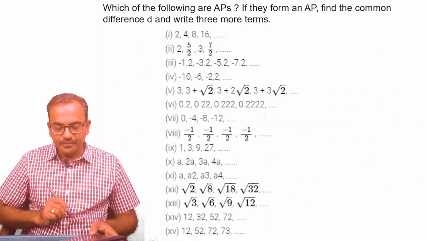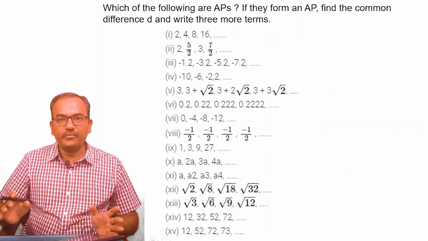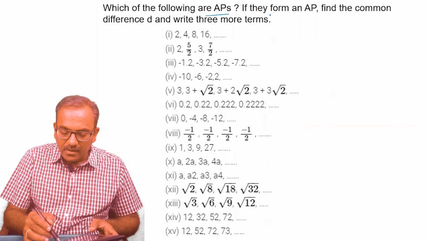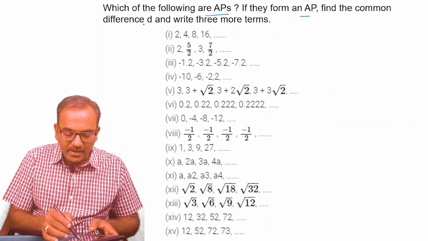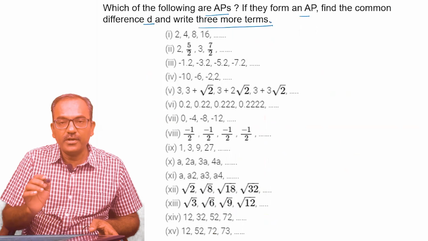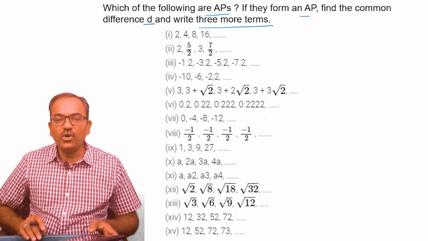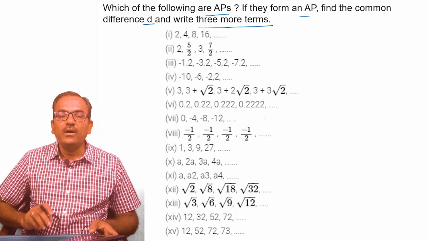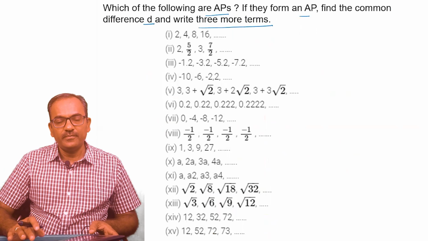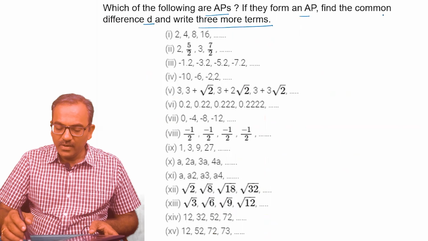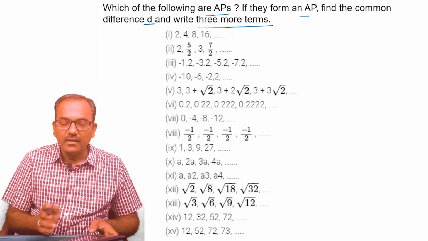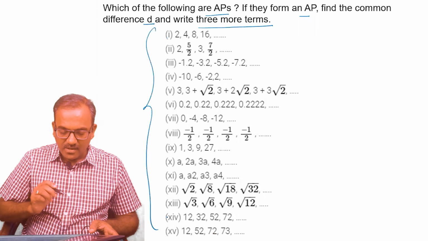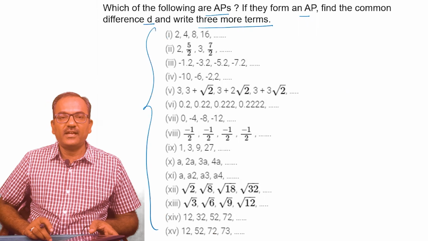Now let us move on. We have one more set of problems in the first exercise. Which of the following are AP? If they form AP, find the common difference D and write 3 more terms. See the sub questions involved in this question. First of all, we have to establish whether the given terms are of the AP category or not. If they are of the AP, we have to find the common difference, and then we have to write 3 more terms. These are the questions that have been listed in your exercise.